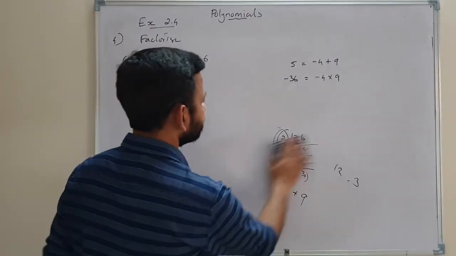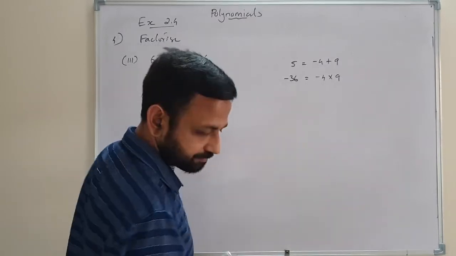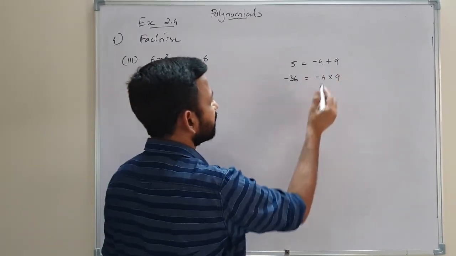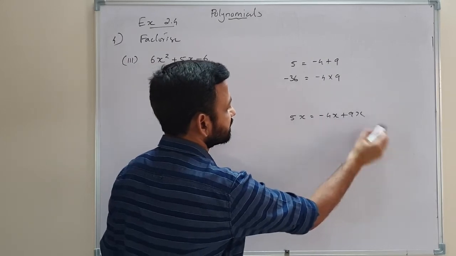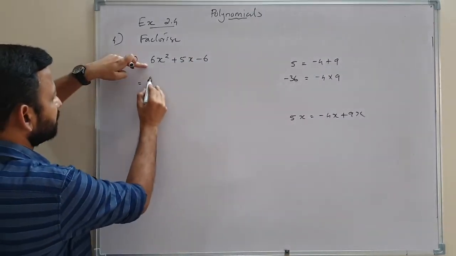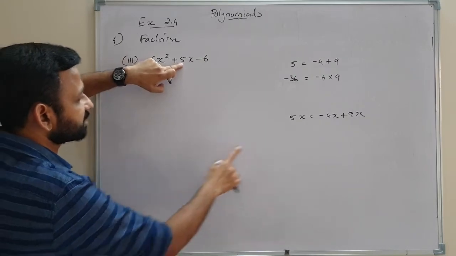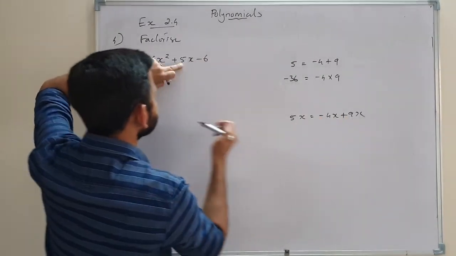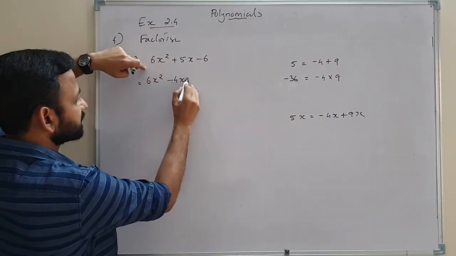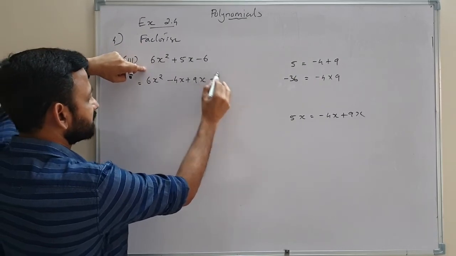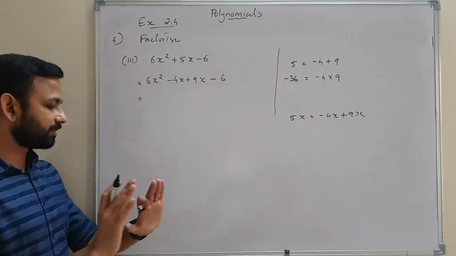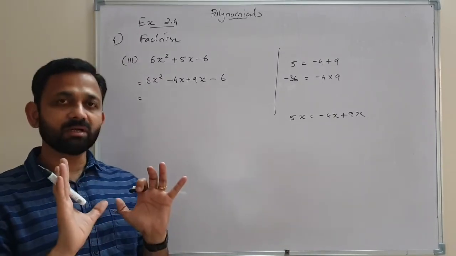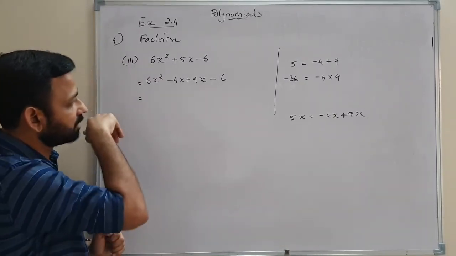Now we are going to split the middle term. So 5 equal to minus 4 plus 9. Therefore 5x is equal to minus 4x plus 9x. So 6x square, 5x we can write as minus 4x plus 9x, minus 6. From the first two terms we will take a common factor outside.